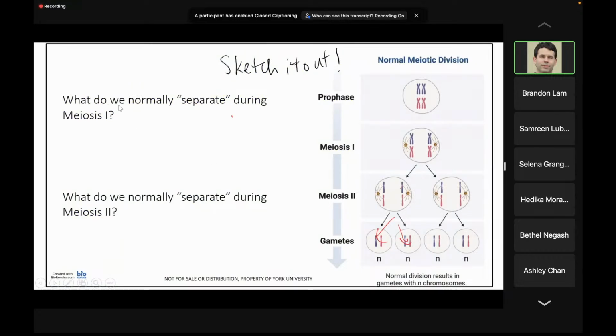So what do we normally separate during meiosis one? Here's our prophase. You had mentioned earlier, we've got our chromosomes lined up. The purple ones are homologous, one from parent one and one from parent two, and the pink ones are homologous. They line up during meiosis one. We'll assume crossing over happens, and we're not really seeing the color changes here. Those very small regions, we just don't see it. So, what separates during meiosis one?